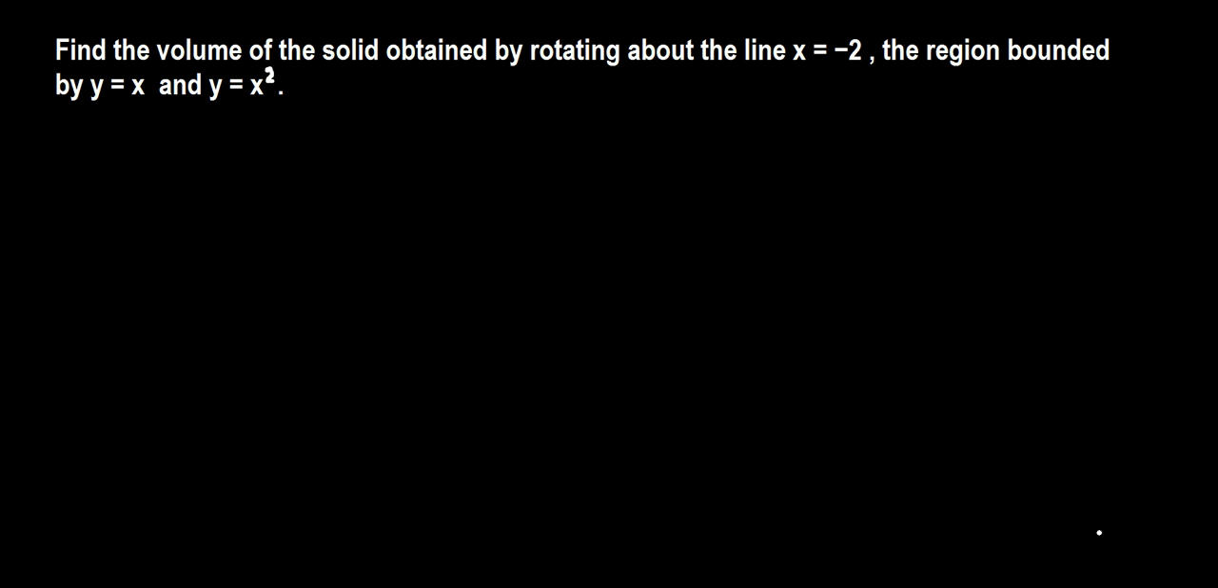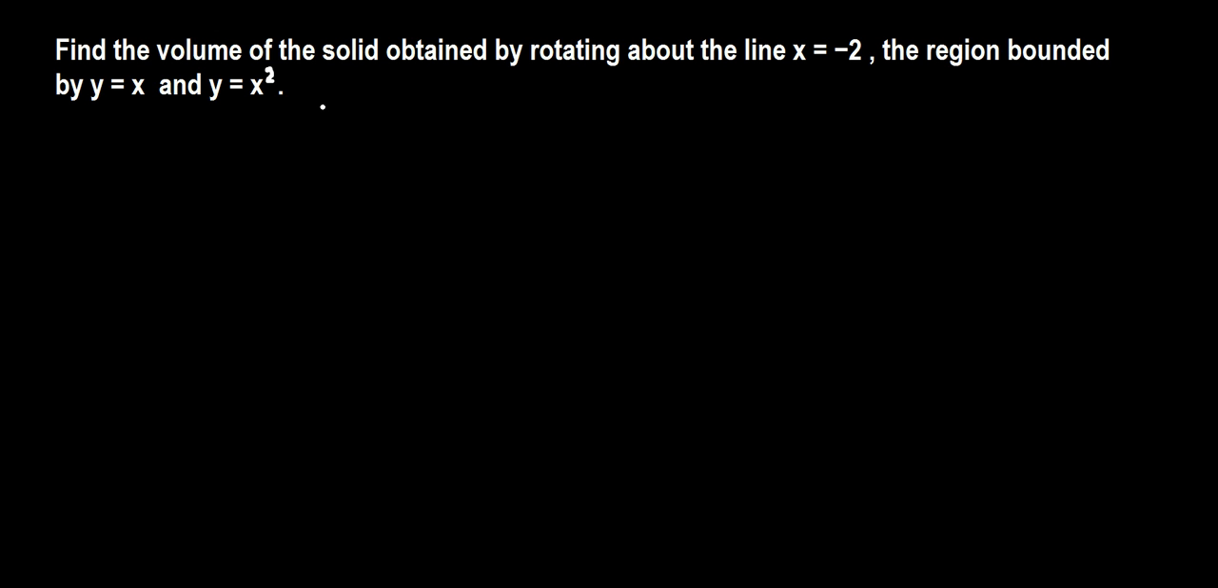Find the volume of the solid obtained by rotating about the line x equals -2 the region bounded by y equals x and y equals x squared. So first we want to graph these two curves.